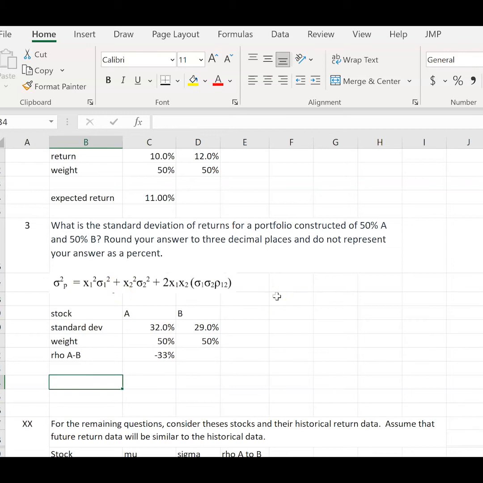I'm going to solve this as a 2-step problem. So I'm going to solve for the standard deviation squared, and then I'm going to find out what the actual standard deviation is. Or in other words, I'm just going to solve for the variance first, which is the standard deviation squared, and then solve for the standard deviation.